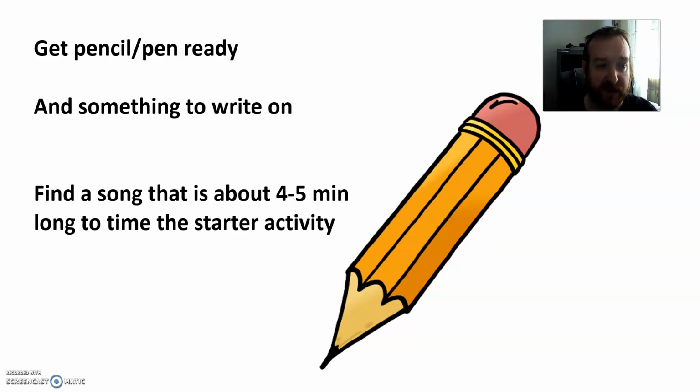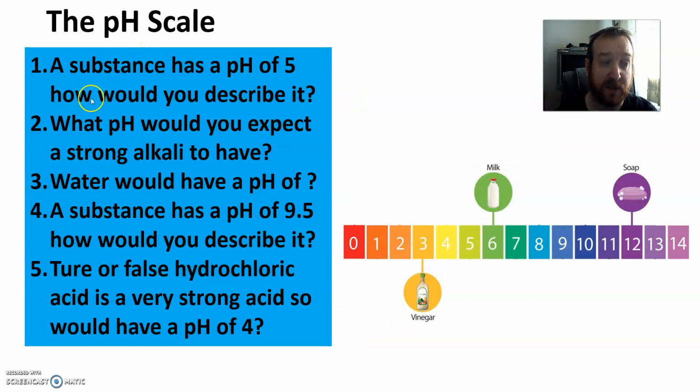Okay, so hope you've got something to write with and something to write on and that song ready to go. Here is your first job. You need to answer these 5 questions. A substance has a pH of 5. How would you describe it? What pH would you expect a strong alkali to have?